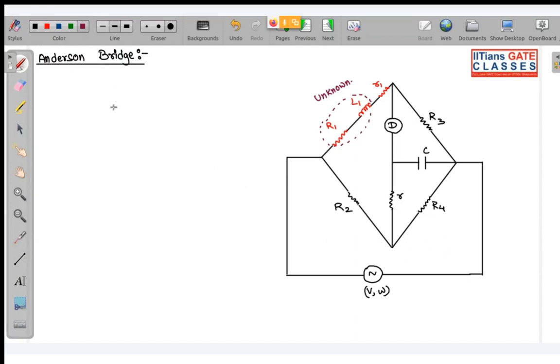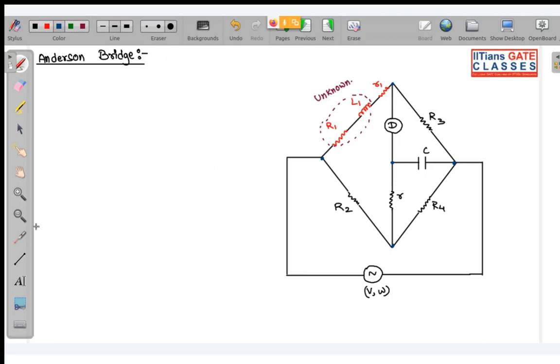Okay, so now let us see the analysis of this bridge. So Anderson bridge is the only bridge which has 5 nodes. You can see there are 5 nodes present. This is node number 1, node number 2, node number 3, node number 4, and this is node number 5. So Anderson bridge is a bridge which has 5 nodes. Okay, so now how do we basically do the analysis over here?